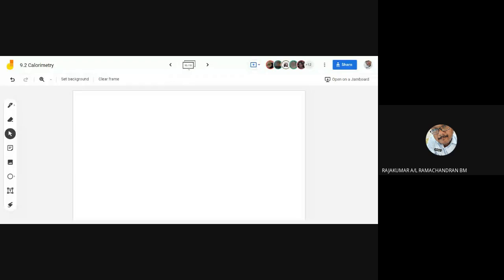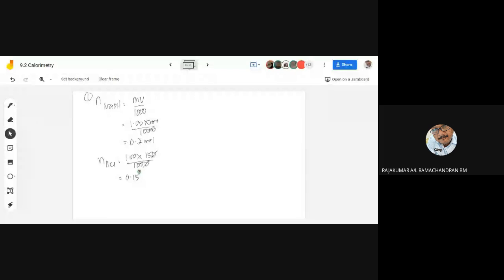I get 0.15 mole. Okay. We get 2 moles here. Second thing, kita perlukan equation. Acid base, definitely we need equation. Remember, definitely we need equation. So the equation is NaOH plus HCl produces NaCl plus H2O liquid.